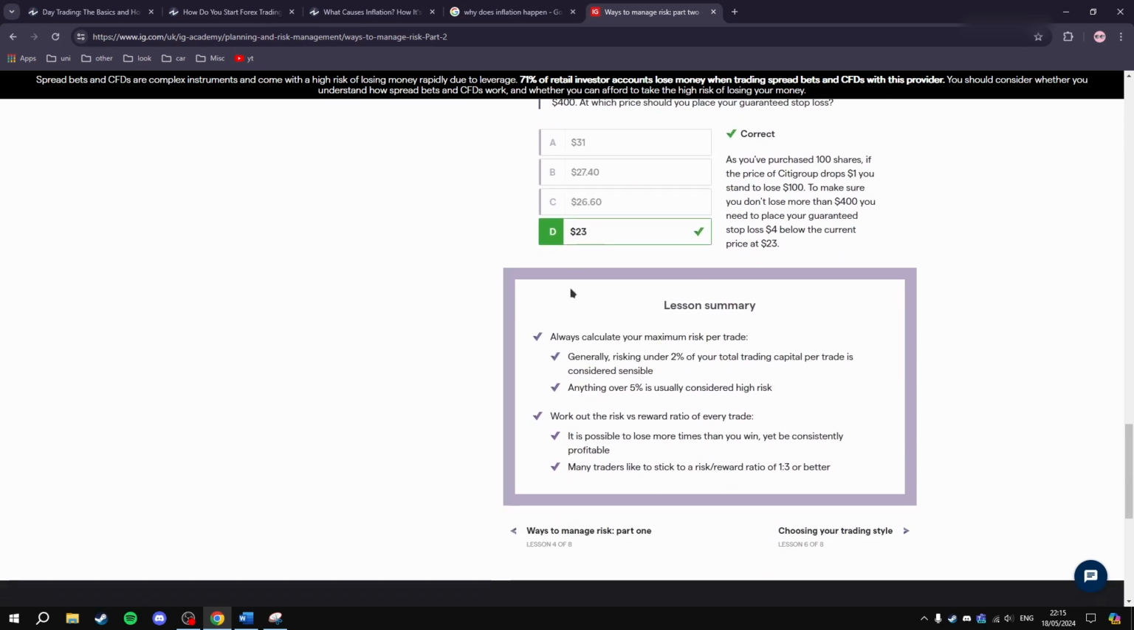So, lesson summary. Always calculate your maximum risk per trade. Generally, risking under 2% of your total trading capital per trade is considered sensible. Anything over 5% is usually considered high risk. Work out the risk versus reward ratio of every trade. It is possible to lose more times than you win, yet be consistently profitable. Many traders like to stick to a risk to reward ratio of 1 to 3 or better.